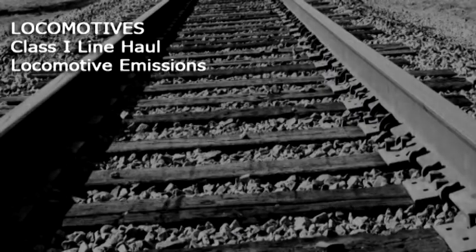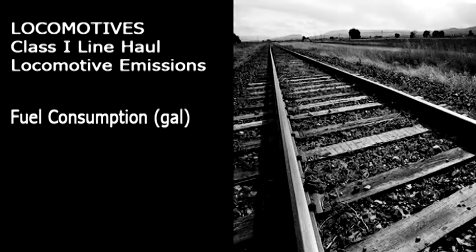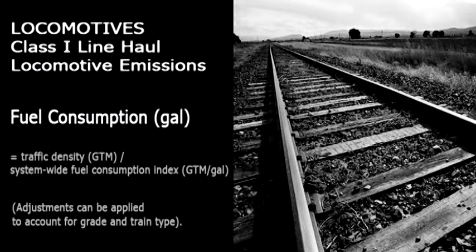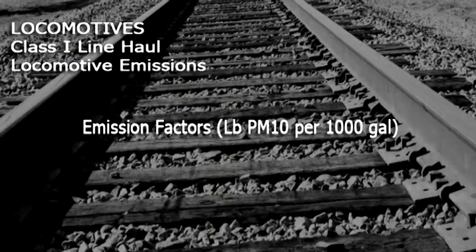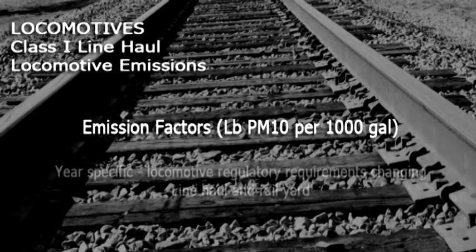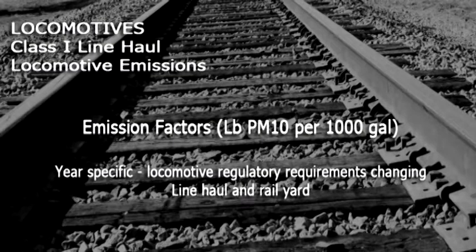Let's discuss the general methodology for locomotive emissions. First, we'll need fuel consumption. It's usually expressed in gallons. It's calculated by dividing the traffic density in gross ton miles by a system-wide fuel consumption index in gross ton miles per gallon. Then we apply an emission factor expressed in pounds of PM10 or pounds of PM2.5 per 1,000 gallons of fuel. These factors are year-specific because the locomotive regulatory requirements are changing. Emissions are estimated for both line haul and rail yards.